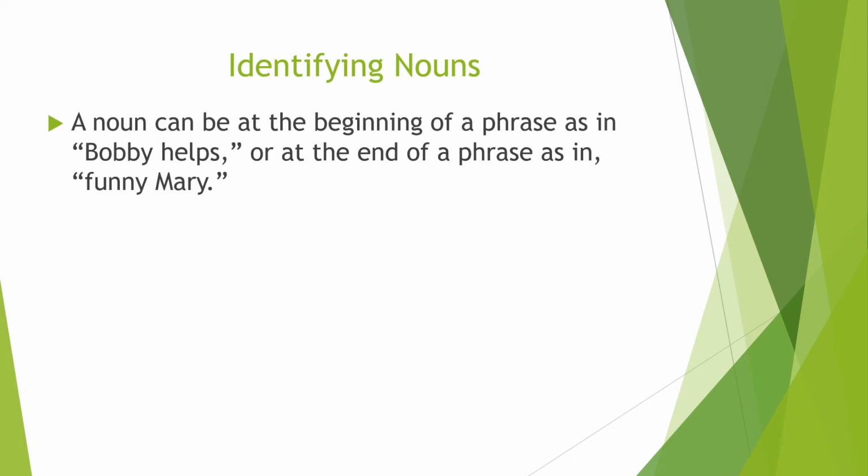Let's learn some more. A noun can be at the beginning of a phrase, like in Bobby helps. Bobby is the name of a person. Bobby is a noun. Bobby's name comes at the beginning of that phrase. Nouns can also come at the end of a phrase, like in Funny Mary. Mary is the name of a person. Mary is a noun. So Mary's name is at the end of that phrase. Let's do some more practice. You can help me.